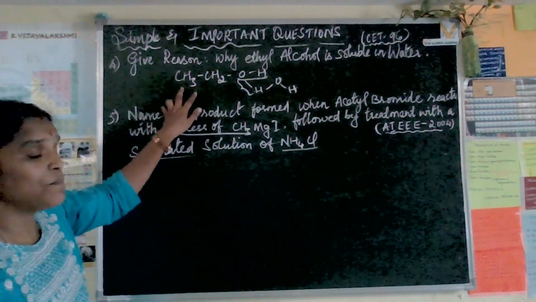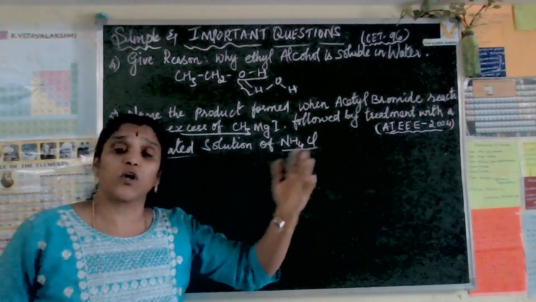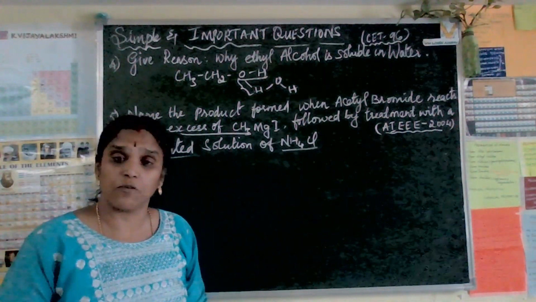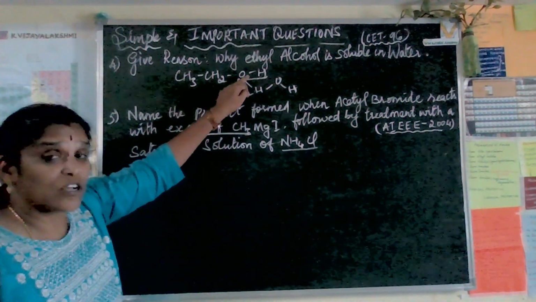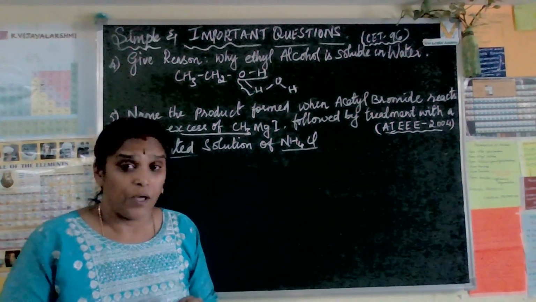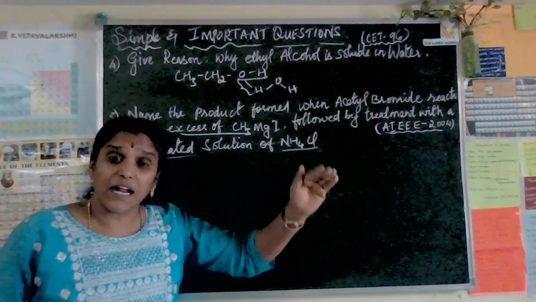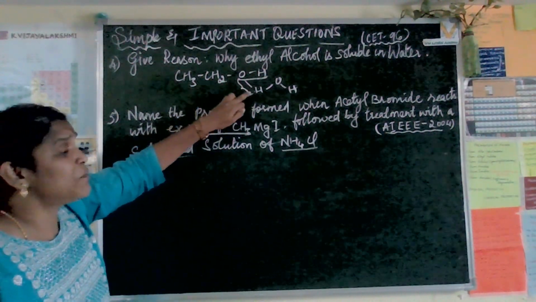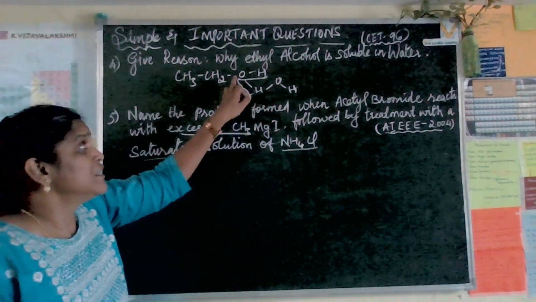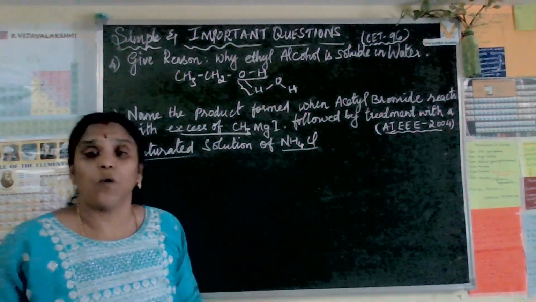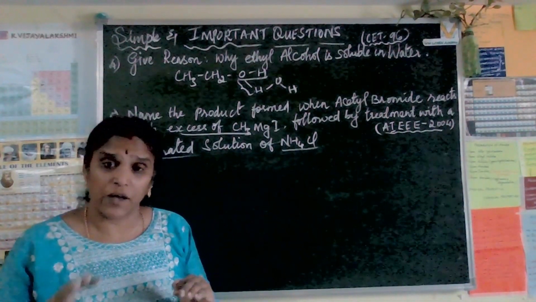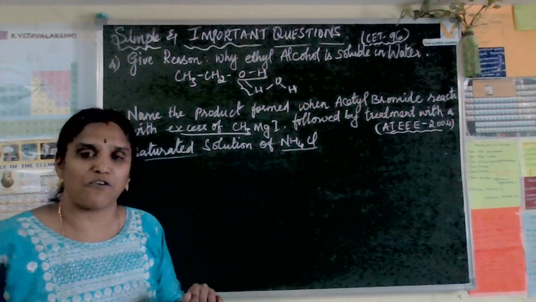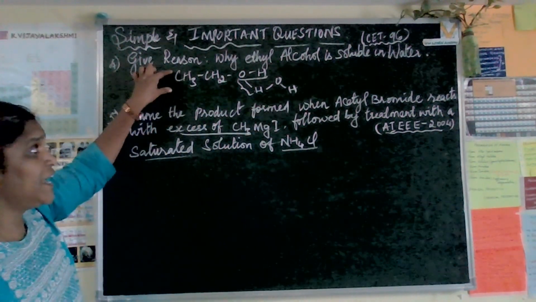The first one: the number of carbons is very small. With more carbons, it will not be soluble in water; with fewer carbons, naturally it will be soluble in water. Second, the hydroxyl group is a water-liking group, and it forms hydrogen bonds. Third, the hydroxyl group connects with water molecules and forms intermolecular hydrogen bonds, and due to polarity and high electronegativity, this happens. Hope you're clear with this point.